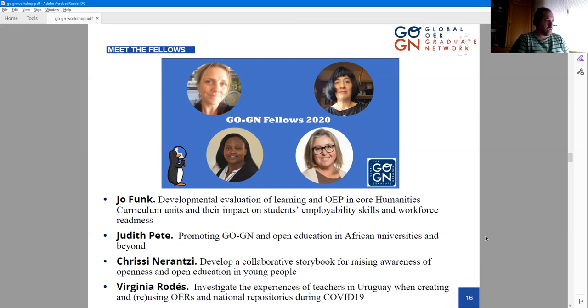And Chrissy proposed a slightly different fellowship, which initially wasn't framed in the areas, but that as well shows the flexibility when we get a good idea and a good proposal, in terms of developing a collaborative storybook with the objective of raising awareness of open education in young people, and with a group of quite a lot of people who are actually as well at the conference involved in that proposal.